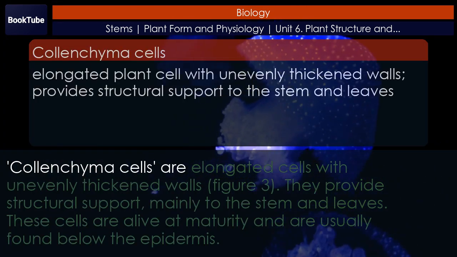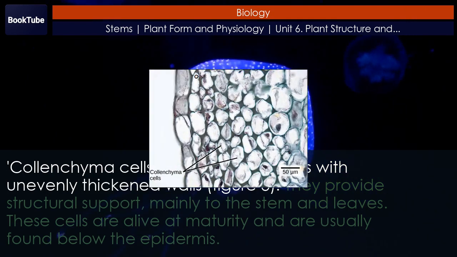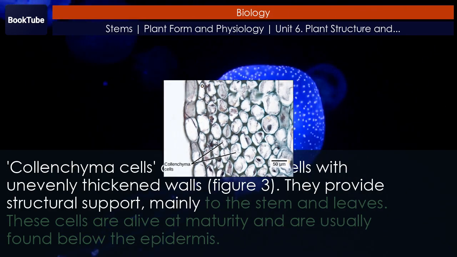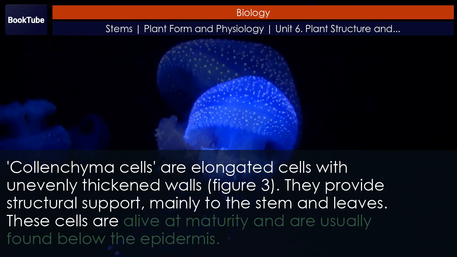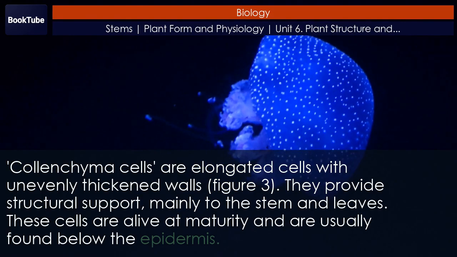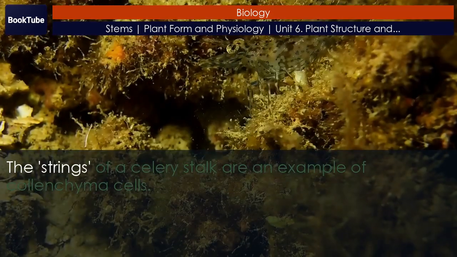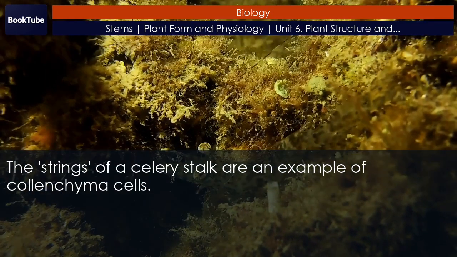Collenchyma cells are elongated cells with unevenly thickened walls. Figure 3. They provide structural support, mainly to the stem and leaves. These cells are alive at maturity and are usually found below the epidermis. The strings of a celery stalk are an example of collenchyma cells.